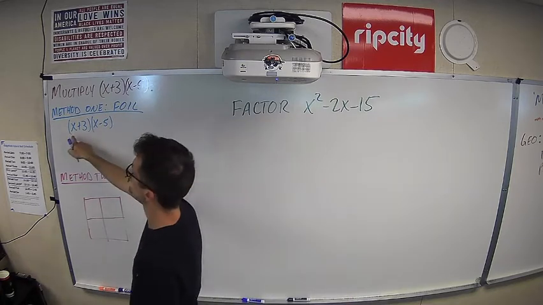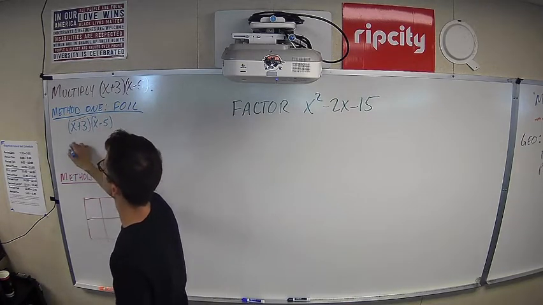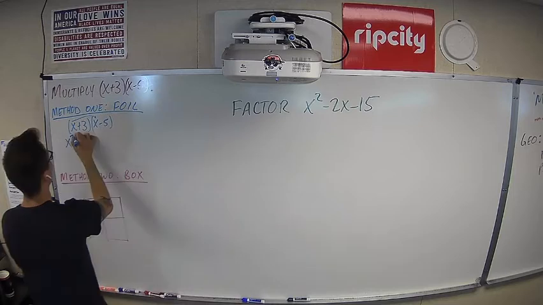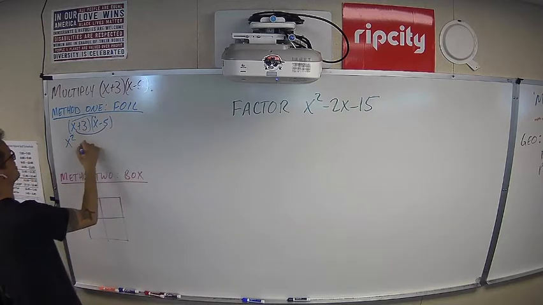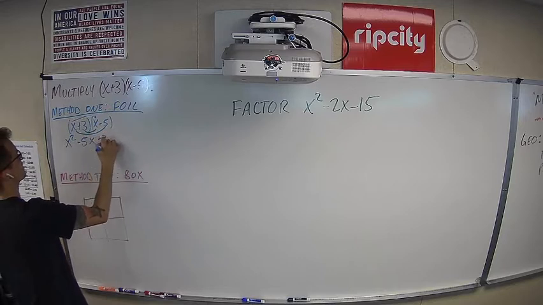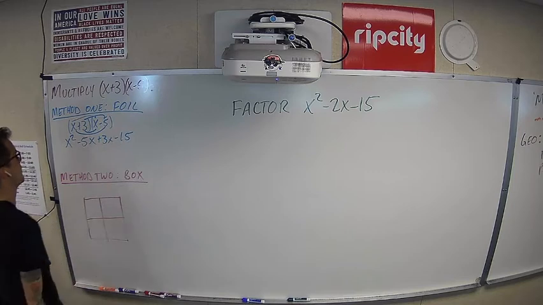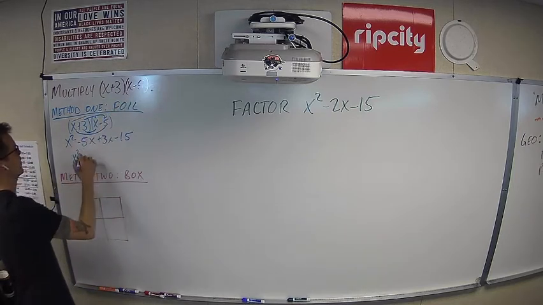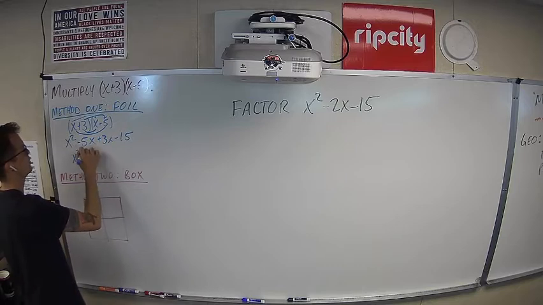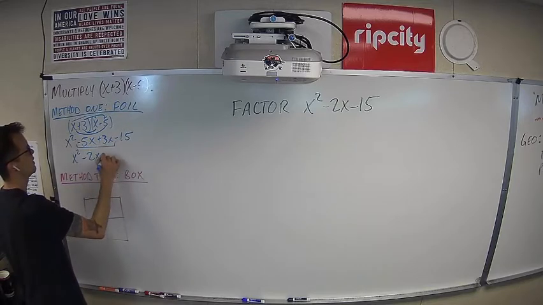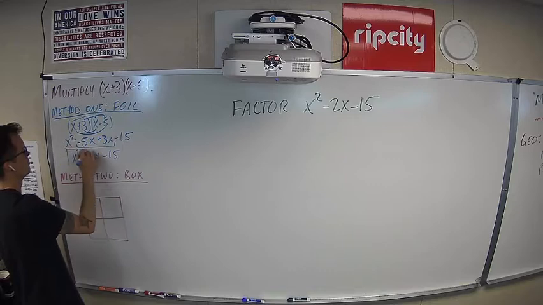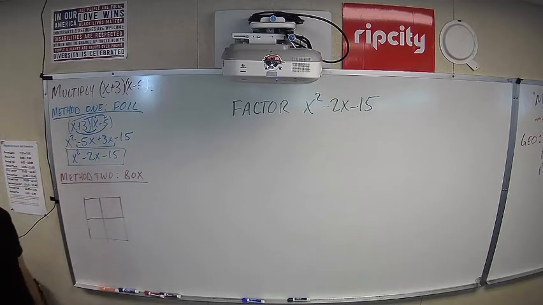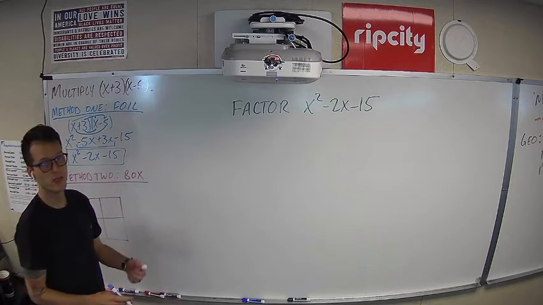So to FOIL, we're going to do the first terms first. x times x is x squared. The outer terms: x times negative 5 is negative 5x. 3 times x is 3x. And the last one, 3 times negative 5 is negative 15. Combining like terms here, we learned that the product is x squared minus 2x, because these two are alike, minus 15. Boom. Done.